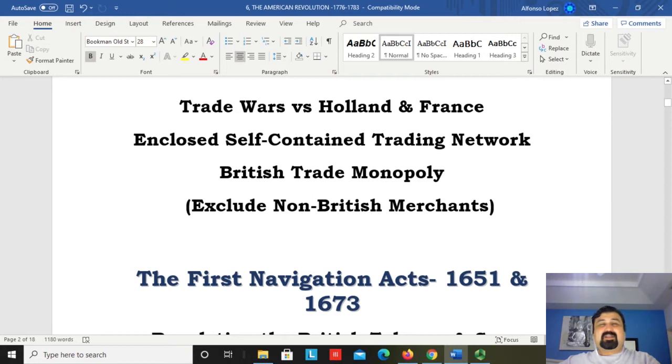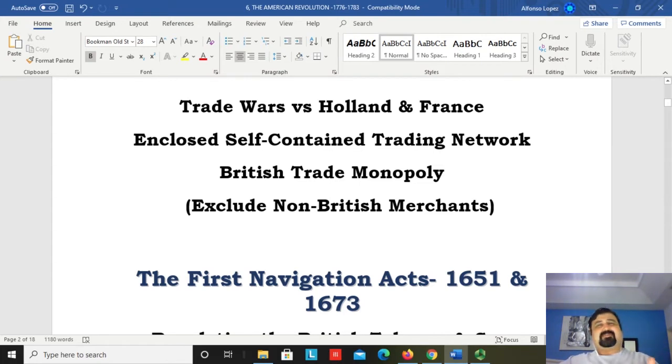The British want a trade monopoly with the colonies to exclude non-British merchants. In other words, that's the idea of the Navigation Acts: we have to monopolize the trade with the colonies. By enforcing those Navigation Acts, we're going to exclude the Dutch and the French merchants from accessing our resources, because those are British companies, of course.